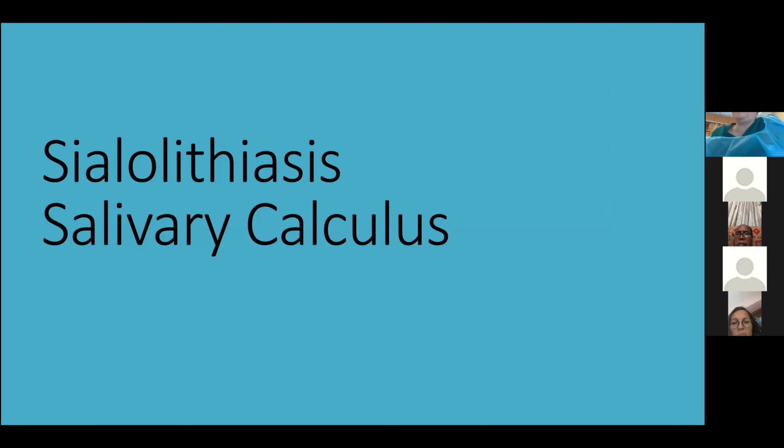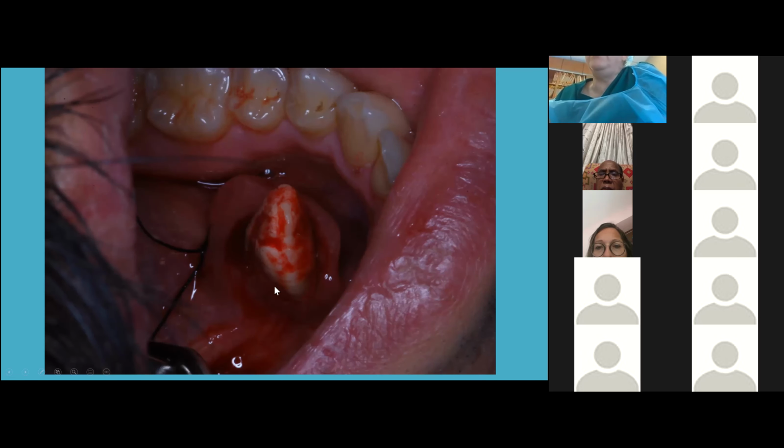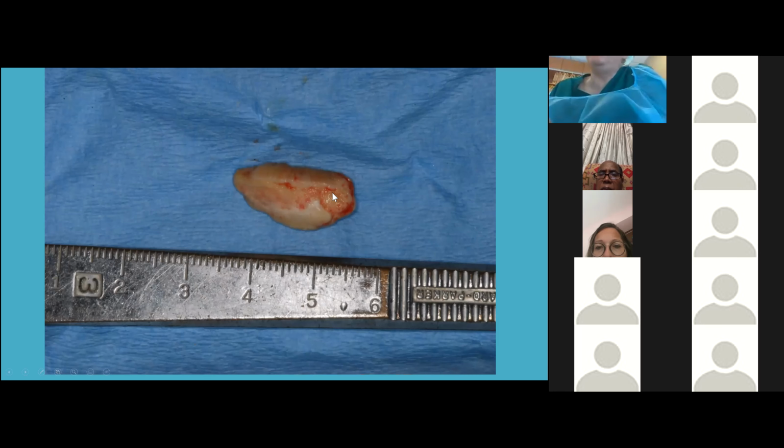Sialolithiasis is often associated with a salivary calculus. Here is a Wharton's duct, anterior floor of the mouth. We can see a stone that has migrated anteriorly. Once the incision is made, we can see the stone appear, and here is a pretty large stone that has been displaced to the Wharton's duct from the gland.